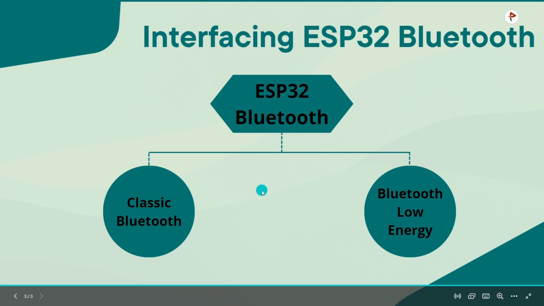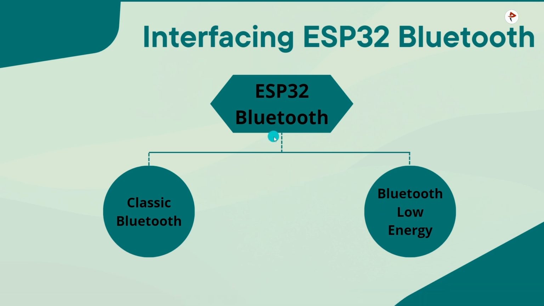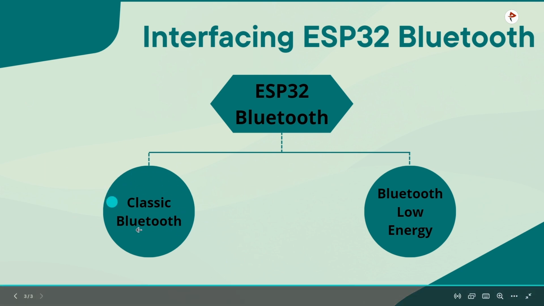So ESP32 Bluetooth supports three types of host controller interface. One is UART, SPI, and another one is virtual host controller interfaces. Only one can be used at a time, and the UART is the default. Then coming to ESP Classic Bluetooth, here we are going to use this Bluetooth.